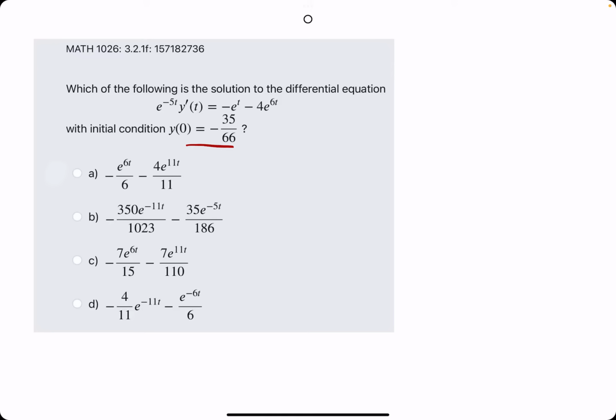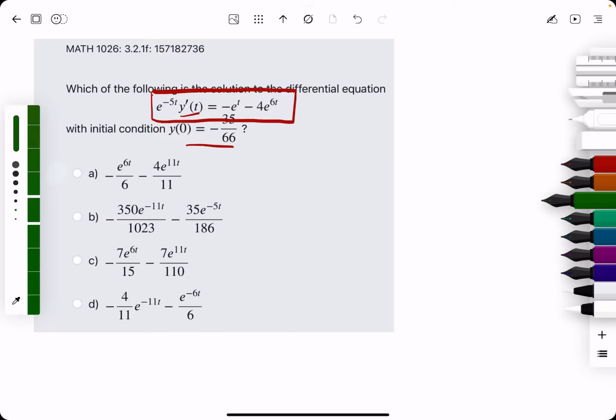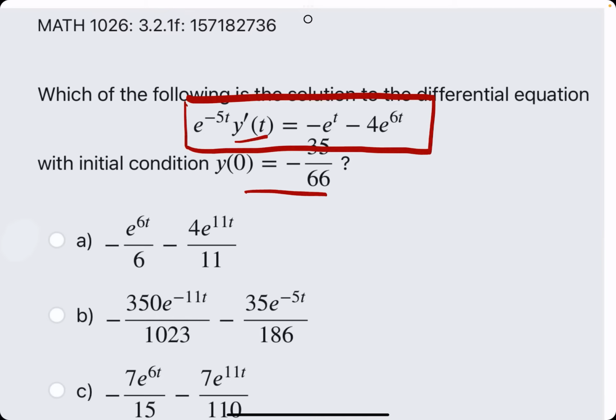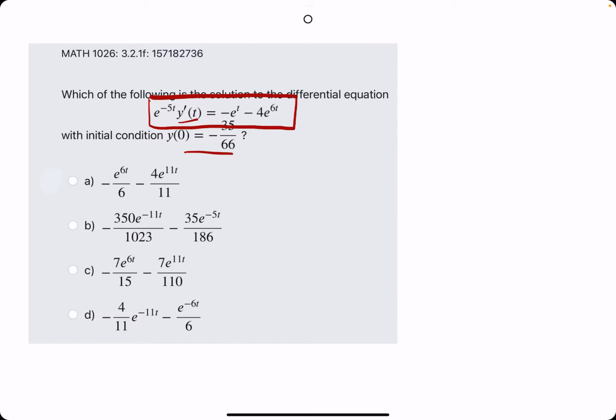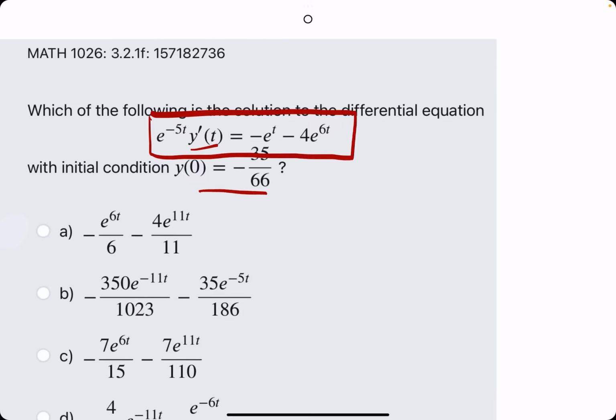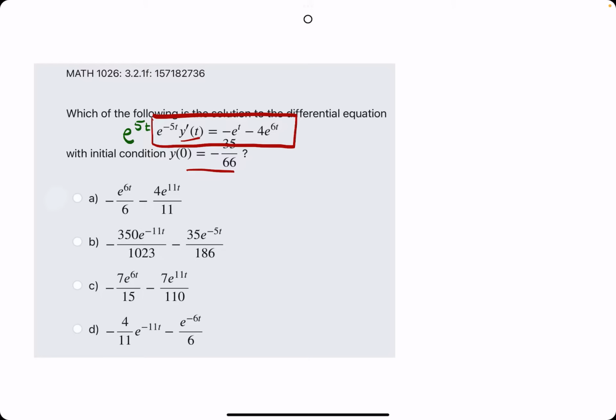The first step is that we want to get y prime by itself on the left side of this given equation. How do we do that? Well, if we have e to the negative 5t, we essentially want to divide by e to the negative 5t. Another way of saying that same thing is, instead of dividing by e to the negative 5t, we multiply by e to the positive 5t on both sides.